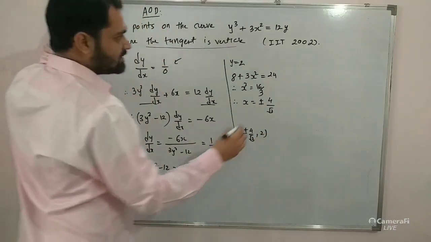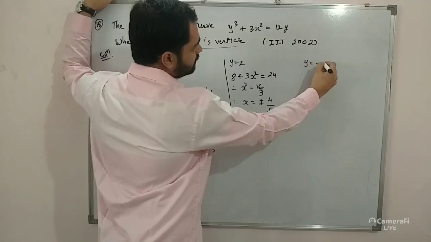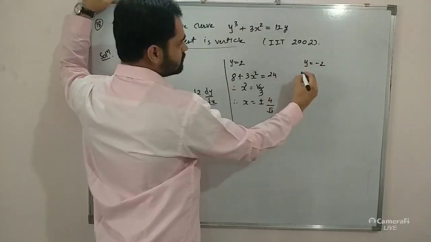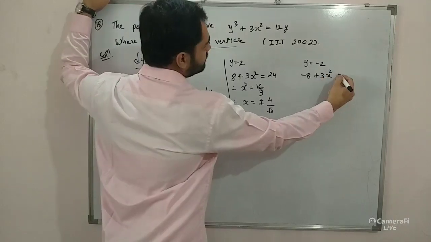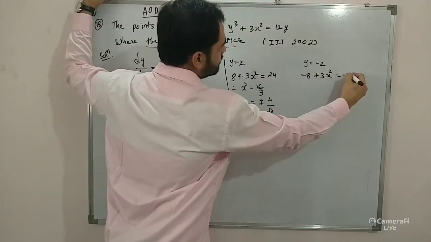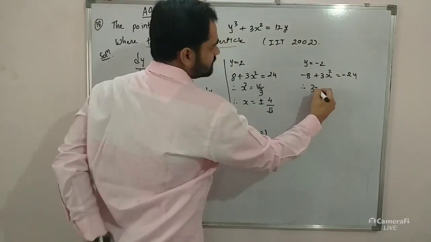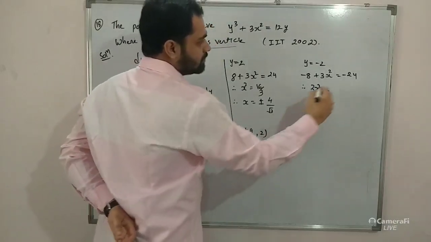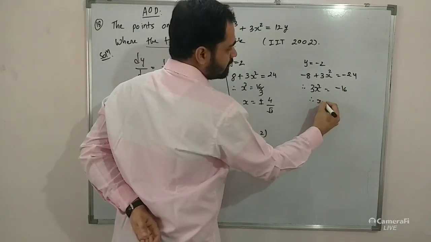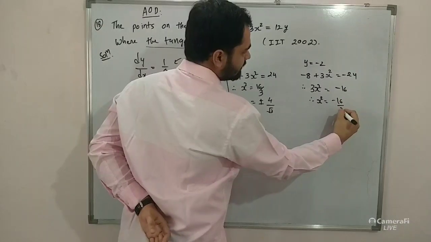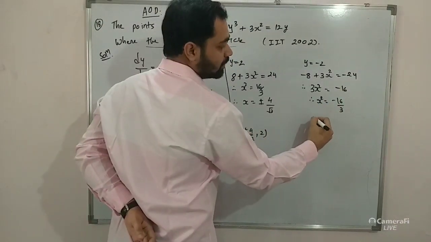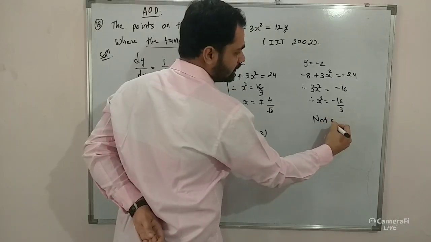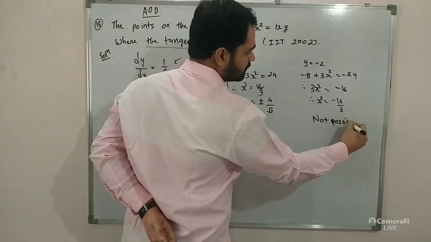Now checking with y is equal to minus 2. If we take y is equal to minus 2, then minus 2 cube is minus 8, plus 3x square is equal to minus 24. It means 3x square is equal to minus 16. It means x square is equal to minus 16 by 3. A square can't be negative, so this is not possible.